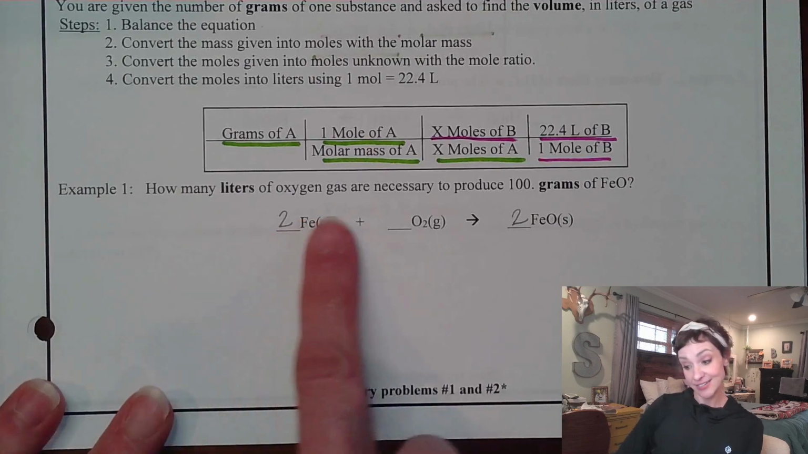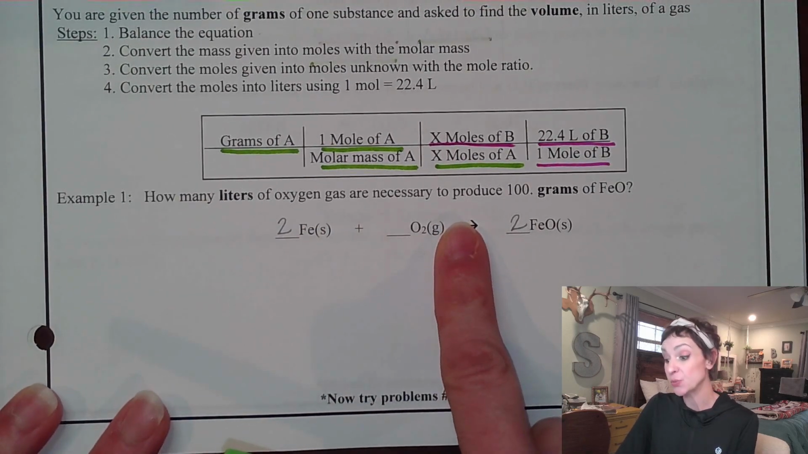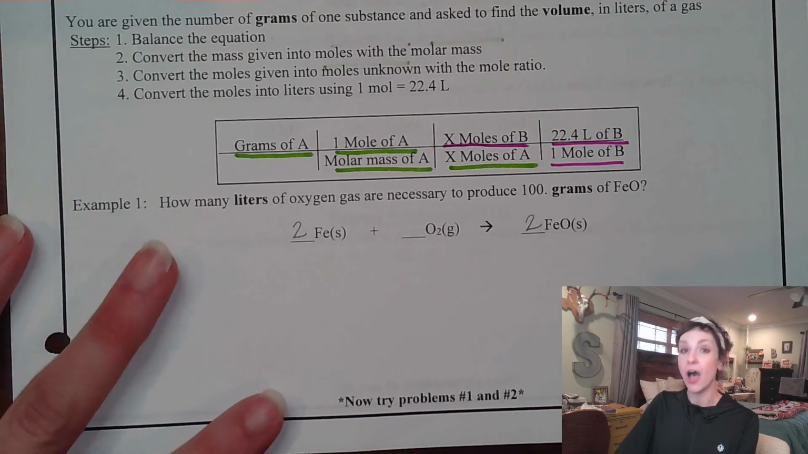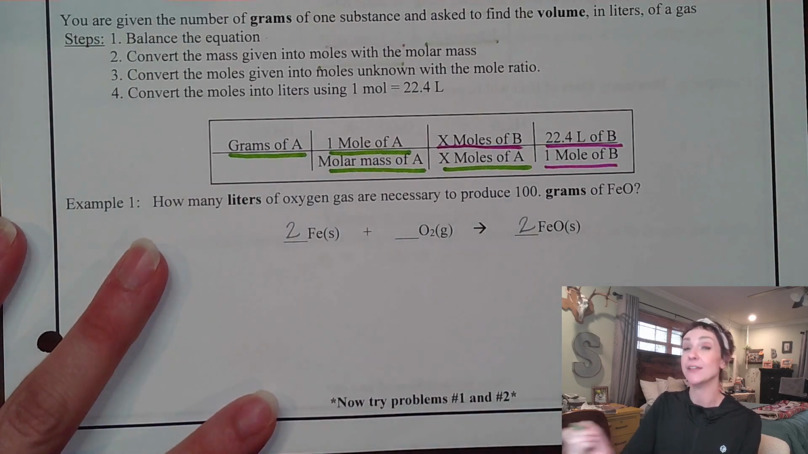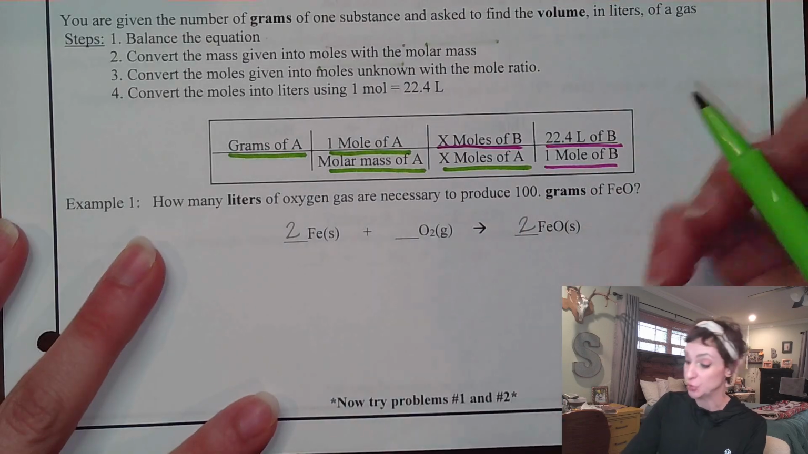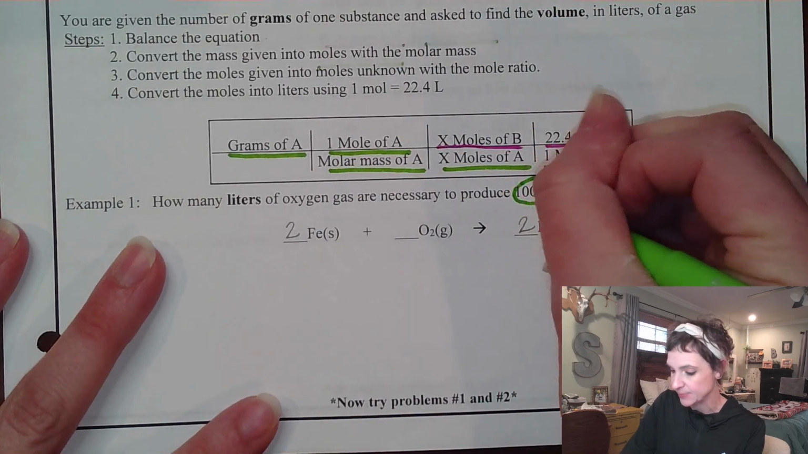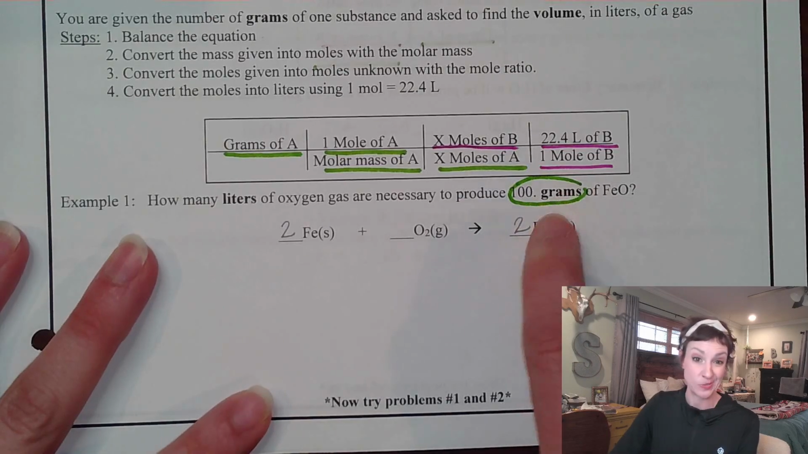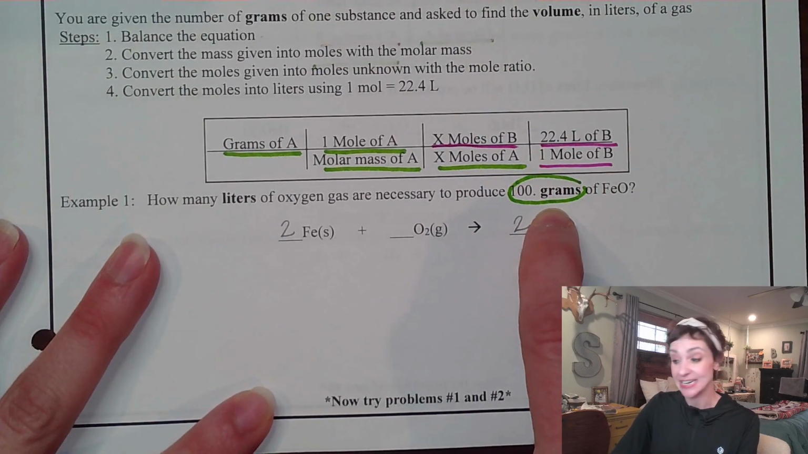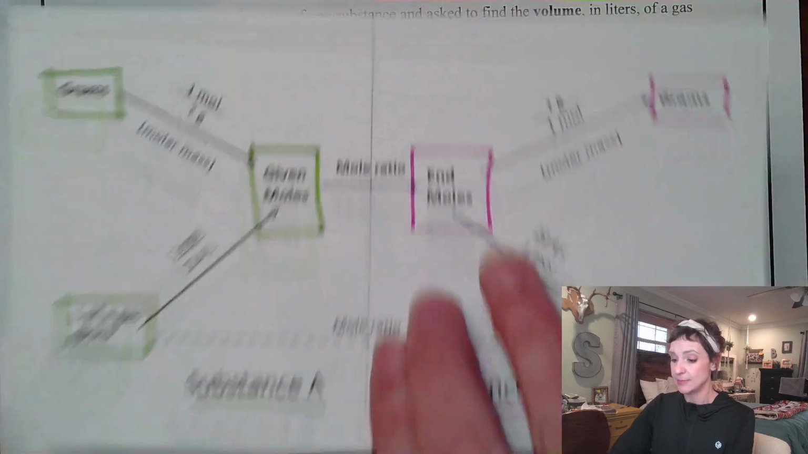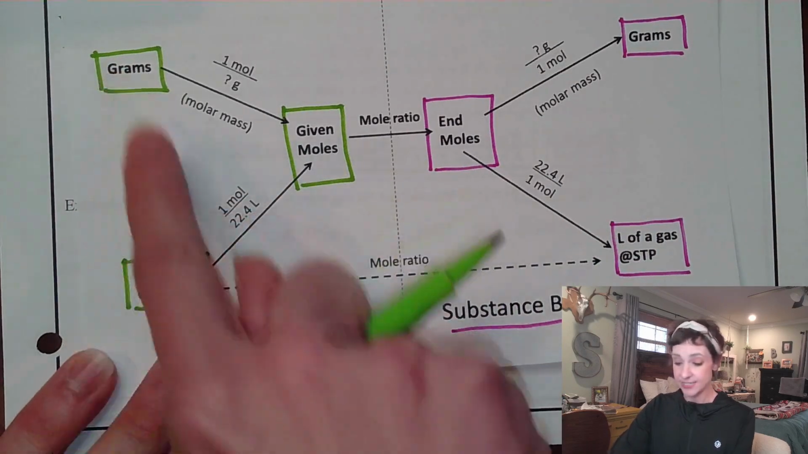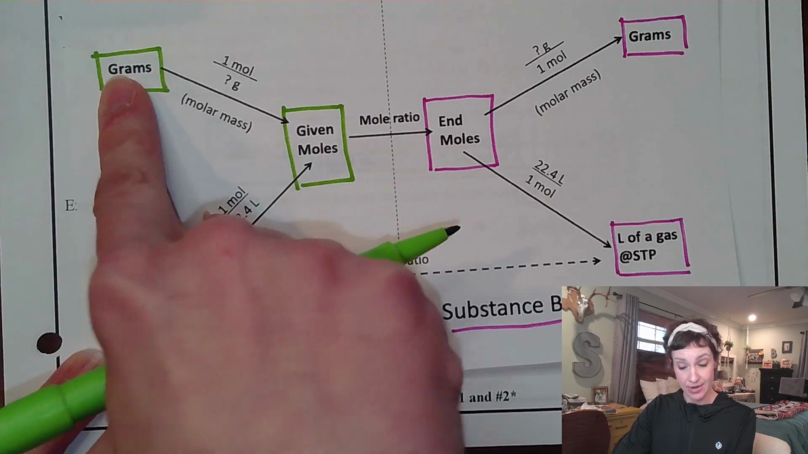Okay, how many liters of oxygen gas are necessary to produce 100 grams of iron 2 oxide? Okay, I have seen the number in my problem. I'm going to circle it with my green because this is my given. This means go. I'm also circling the units behind it because that lets me know that I'm starting at grams. I ain't starting here. I'm starting at grams, okay?